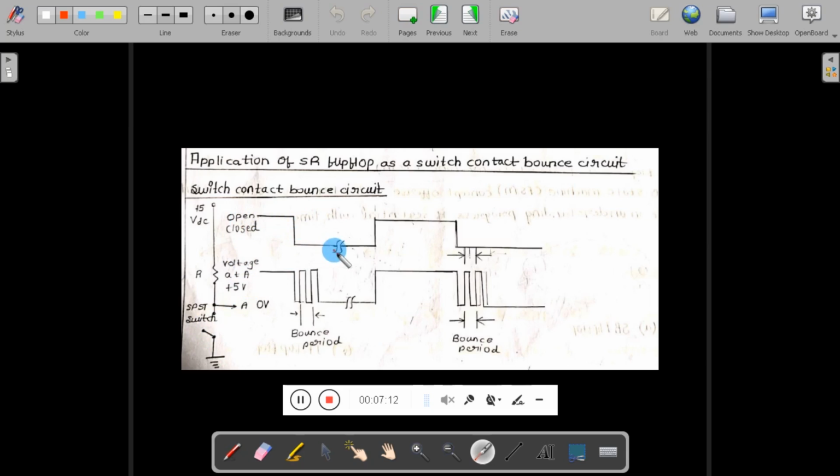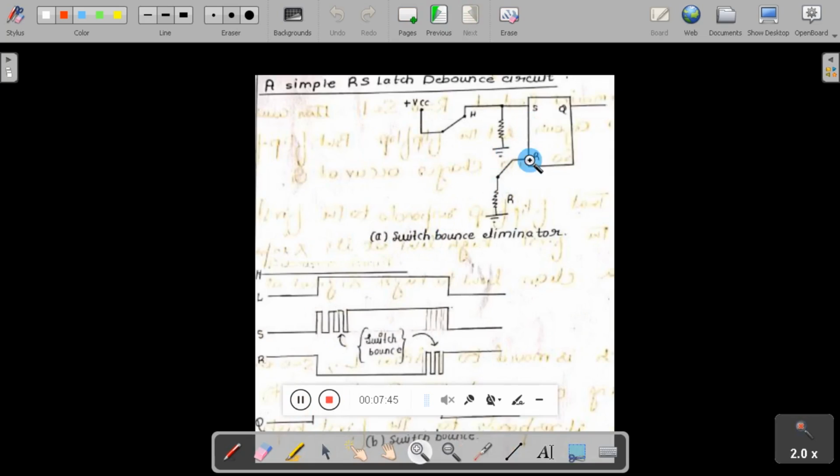the output moves to 0. But the problem is that when the switch is closed, because of some mechanical component inside the switch, it bounces between 0 and 1 until it reaches its stable state 0. That is called bouncing. So we can use an SR flip-flop in order to avoid the bouncing effect of the switch. You can see the debouncing circuit using an SR flip-flop.